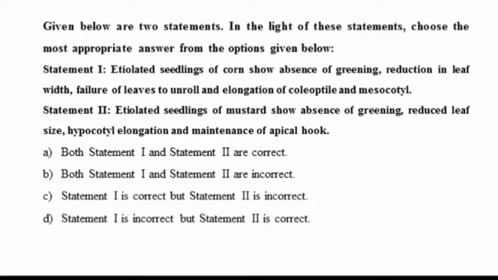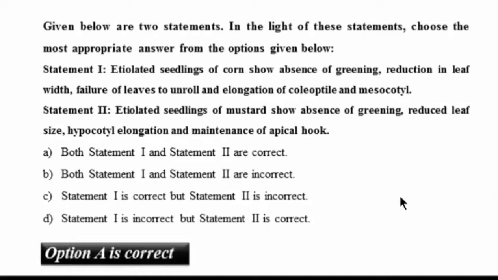The correct answer to this question is option number A. Both statement 1 and 2 are correct. An etiolated plant is a plant which has been raised in insufficient light or even under total darkness. Etiolated plants have whitish or yellowish coloration, which is due to the absence of chlorophyll. Their stems become greatly elongated. There's a poor development of leaves, mechanical tissue, and stomata.